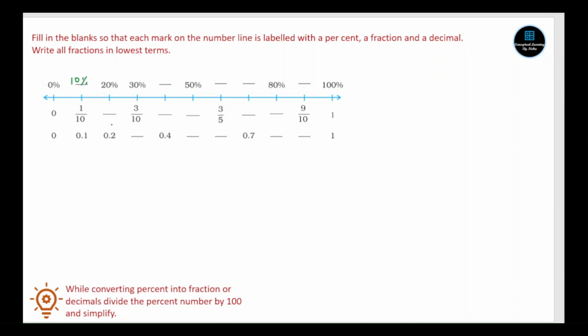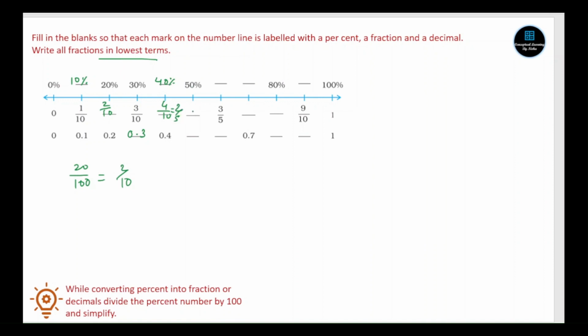Now 20% is already given. So 20%, if I write it as 20 upon 100, what is the simplest form? Good job, 2 upon 10. And the decimal value is 0.2. 30%, 3 upon 10 and 0.3. Easy. Then comes 40%. Now you can immediately say that, right? 4 upon 10 or the simplified form. Okay, the fraction in the lowest form they are saying. So it is nothing but 2 upon 5 here.